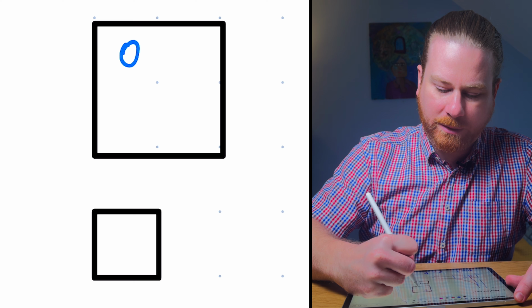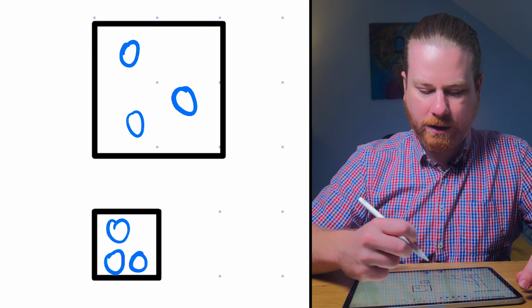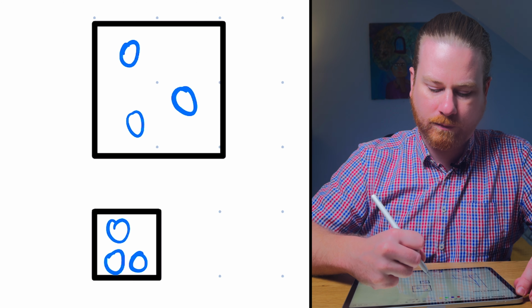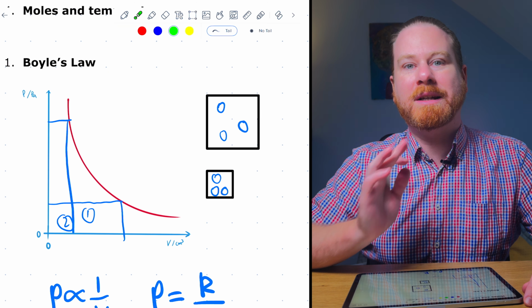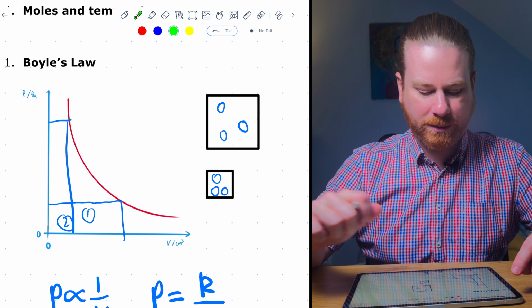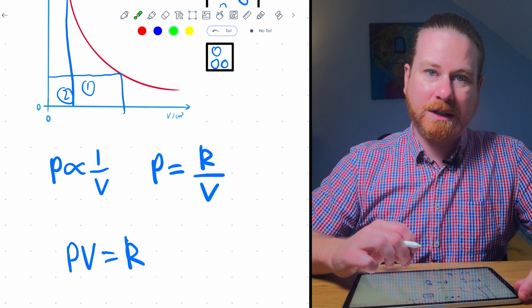If we keep the same number of gas molecules, we can see that in our smaller box, the pressure has to increase because there are more particles hitting the container, so that's why we're getting an increase in pressure. So we can write this out as an equation.